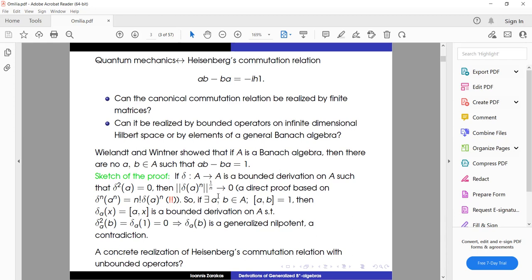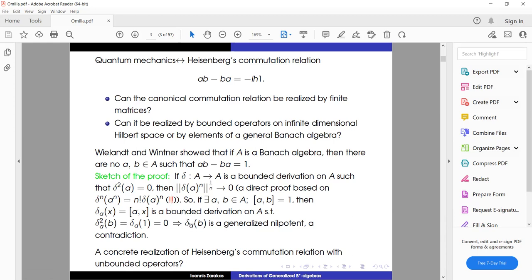And a direct proof of this, which is a very easy but still eloquent argument, is an inductive argument based on this nice property here, which I mark with two red exclamation marks. So coming back to the Heisenberg commutation relation, if I had two elements A, B from the Banach algebra realizing it, the commutator of them being one, realizing the Heisenberg relation, then we would have a bounded derivation delta alpha on A such that delta alpha squared on B equals zero.